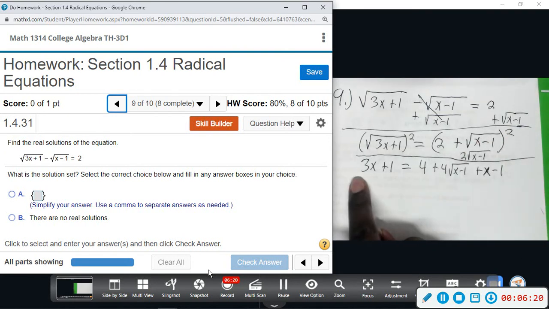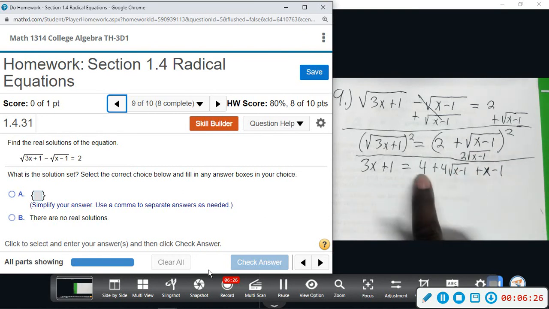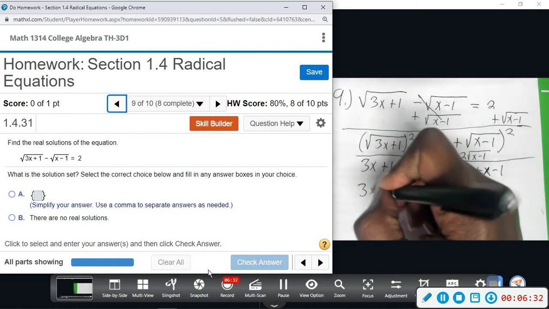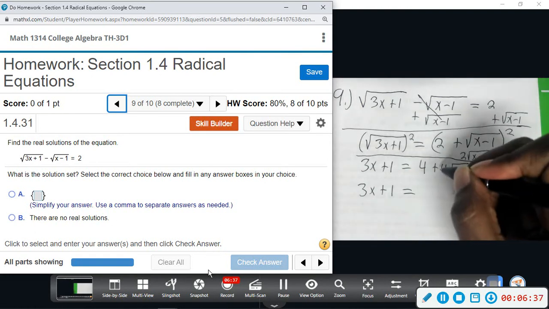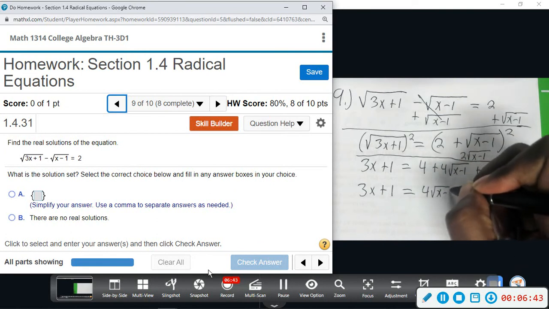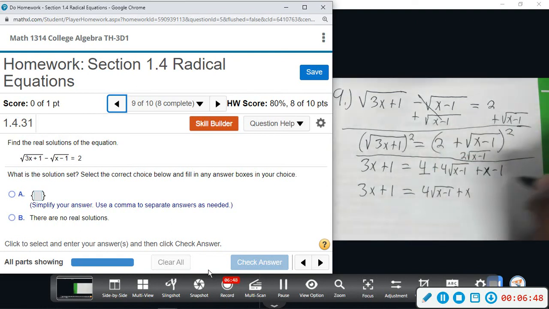Alright, now we're going to start combining like terms and isolate this square root. So over here we have a minus 1, which we combine with that 4. And so that will give us 3x plus 1 equals, I'm going to bring this up front, so 4 square root of x minus 1 plus x. And then this 4 and this minus 1, we're going to combine those. It's going to give us a positive 3. Now we will subtract x from both sides.